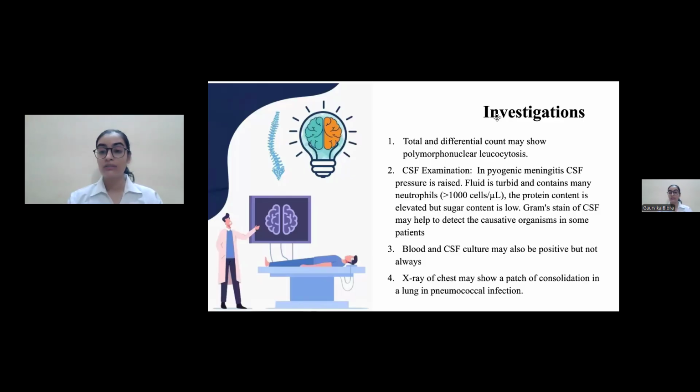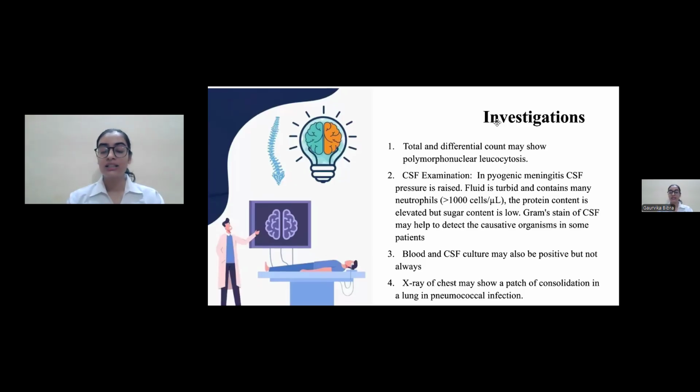So now talking about the investigations, what we will do to form a diagnosis. We will see the TLC and DLC in the patient. We'll do CSF examination. In pyogenic meningitis, that is bacterial meningitis, the CSF pressure would be raised. The fluid will be turbid and it may contain neutrophils, which would be increased compared to the normal amount. The protein content would be elevated, but do remember that the sugar content would be low.